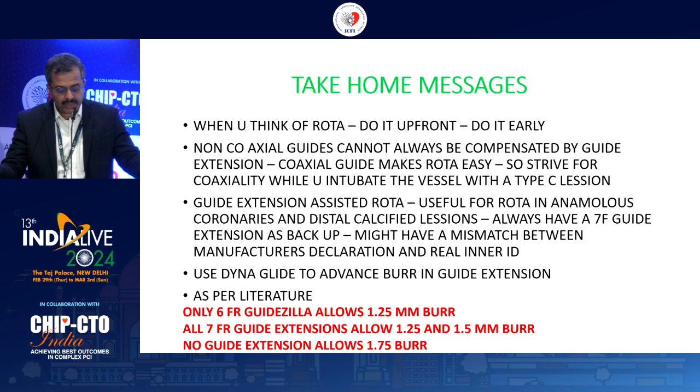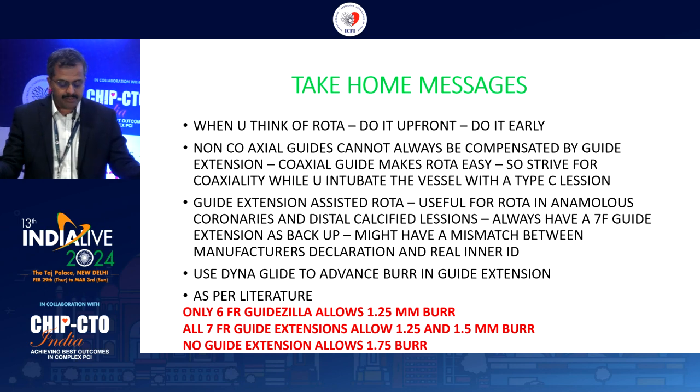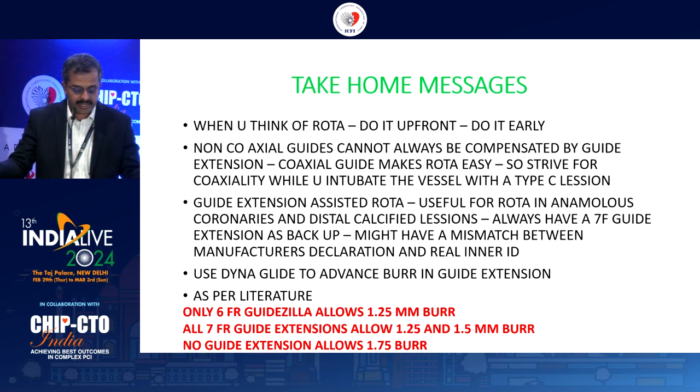Guide extension assisted Rota is useful for Rota in anomalous coronary arteries and whenever dealing with distal calcified lesions, but always try to have a 7 French guide extension, which we didn't have on our shelf at that time, because of the mismatch between the manufacturer's declaration and real inner ID. So sometimes even a 6 French Guidezilla might have a 1.25 bar stuck in, and it's always advisable to use Dynaglide to advance the bar in the guide extension. Just for the beginners, a 6 French Guidezilla will take a 1.25 bar. A 7 French guide extension will take 1.25 and 1.5 bar, and no guide extension will take a 1.75 bar.